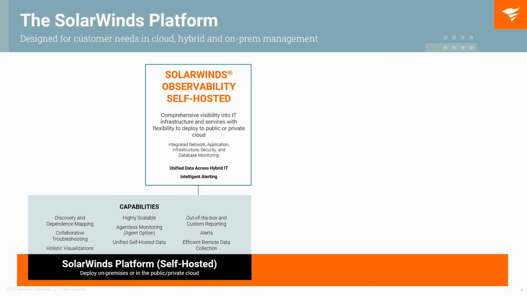SolarWinds Observability Self-Hosted integrates the strengths of existing SolarWinds modules, addressing customer feedback while introducing exclusive features. It enables monitoring across on-premises and cloud environments and provides a comprehensive view of IT infrastructure. Unlike traditional module-based installations, this solution simplifies monitoring by offering end-to-end visibility without requiring multiple installations.